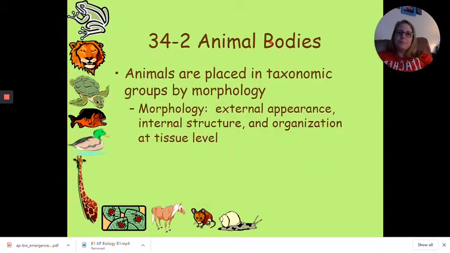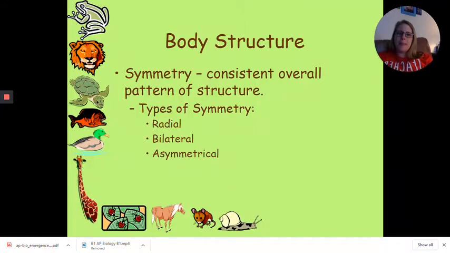All right. Animal bodies are placed in groups based on their morphology, and by that I mean structure. So however they're structured is going to place animals where they need to go. And that structure can be internal or external. It can be the organization at the tissue level. There's a lot of things that can go into this. Symmetry is a big one.